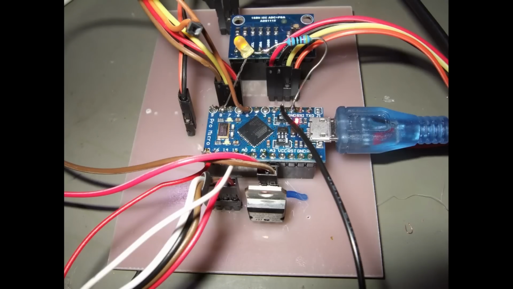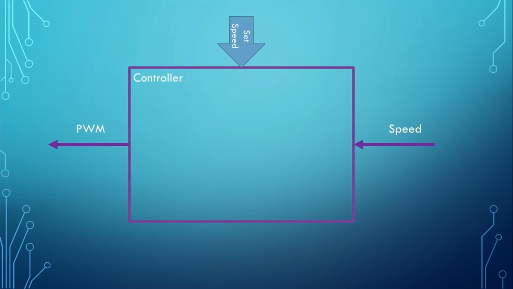This is why I use an Arduino Micro for that purpose. It can measure the speed and adjust the PWM signal. This can be done quite fast because Arduinos work in microseconds or milliseconds. Let's look now closer at the controller.